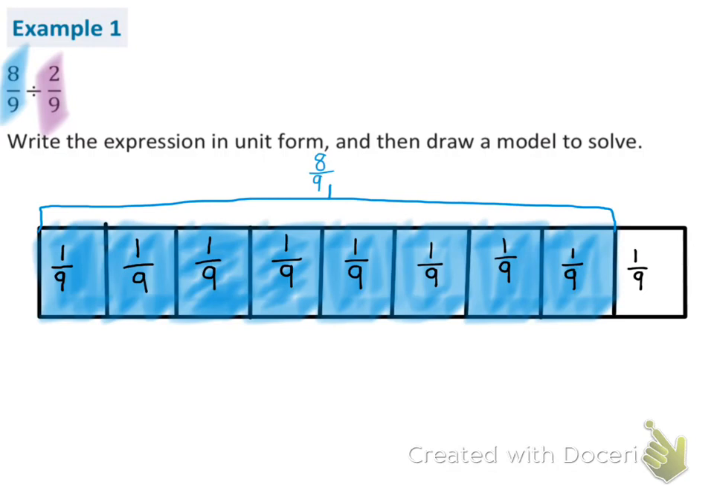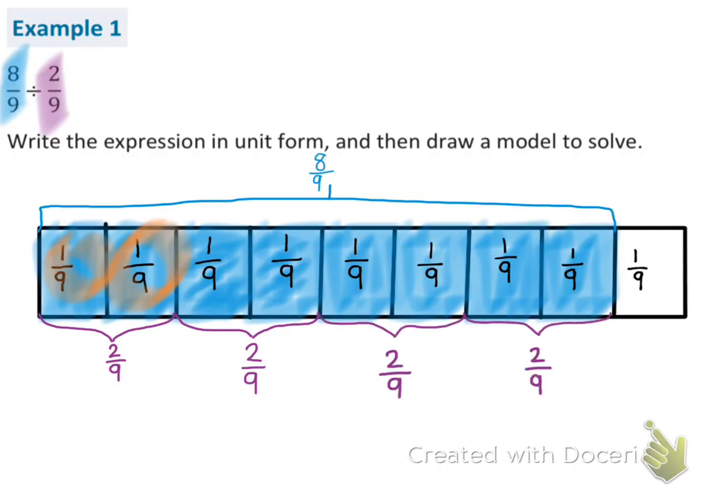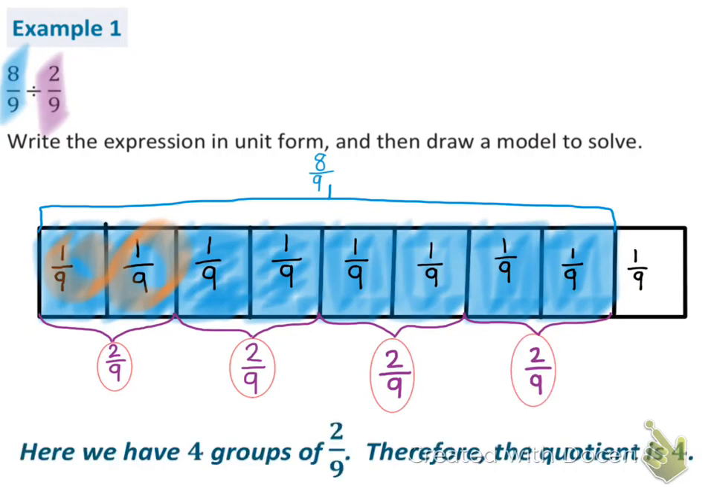Now I have enough information to solve this. I want to see how many 2/9 are in 8/9. So here's one group of 2/9. And again, because 1/9 plus 1/9 is 2/9. So that's one group, 2 groups of 2/9, 3 groups of 2/9, and 4 groups of 2/9. So 1, 2, 3, 4. I have 4 groups of 2/9. So here we have 4 groups of 2/9.